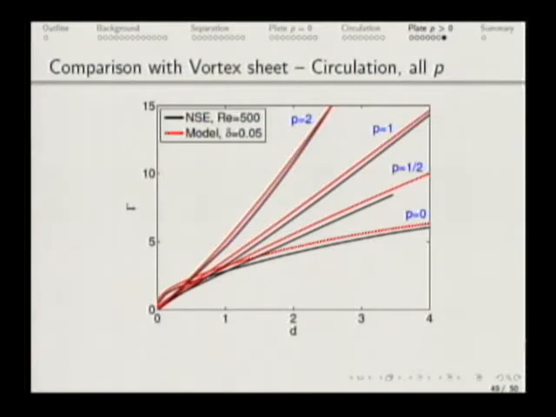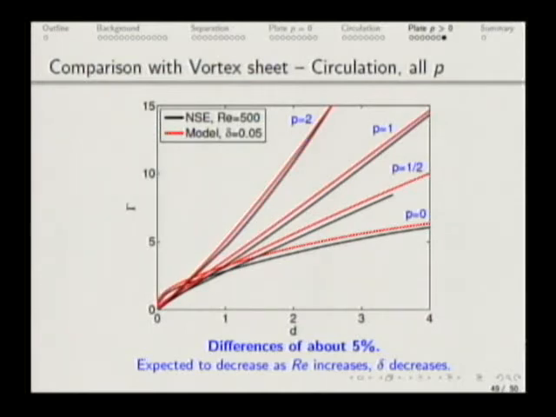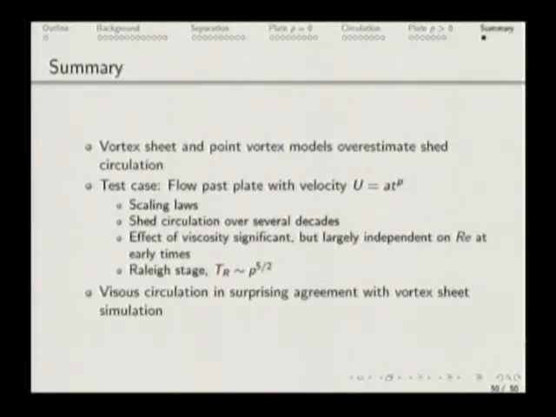So there's approximately a 5% difference everywhere over here. And again, as I increase Reynolds number and decrease delta further, I would expect closer agreement. So that's what this says over here: differences about 5%, expected to decrease as Reynolds number increases and delta decreases. So my summary is I have vortex sheet simulations and point vortex models that overestimate the shed circulation. I have a test case. And I discover new scaling laws. I look at circulation over several decades.